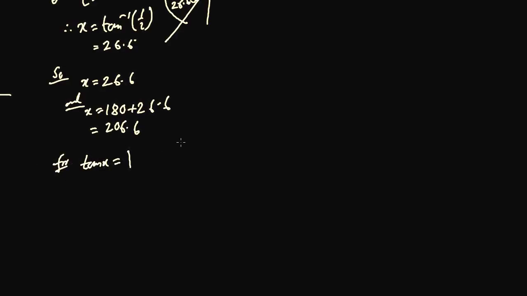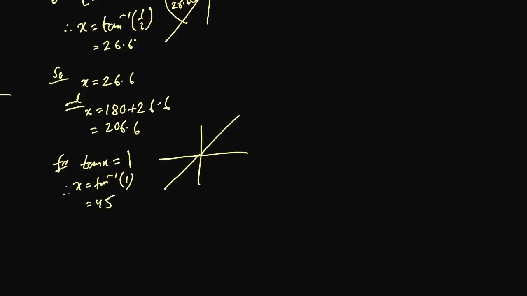For tan x equals 1, again this is positive, so first quadrant and third quadrant. We know this is a common angle. Tan inverse of 1 is 45 degrees from the 45 degree triangle. So in the first quadrant the angle would be the same, 45 degrees, and the other would be 180 plus 45 degrees, which would be 225 degrees.